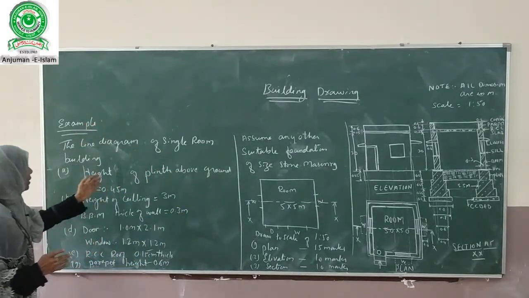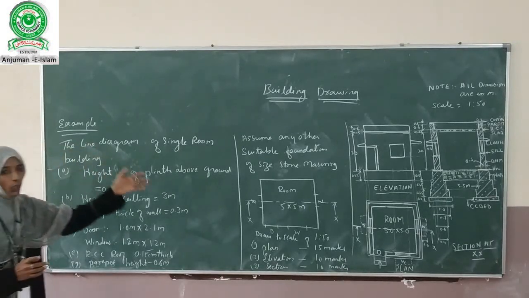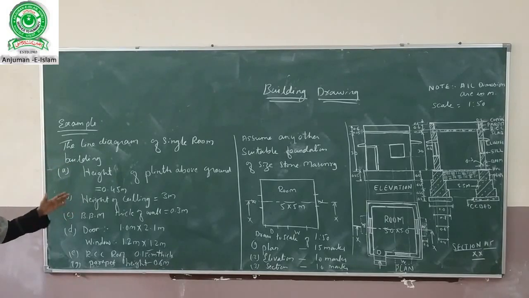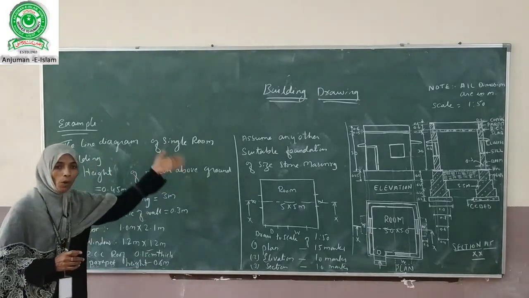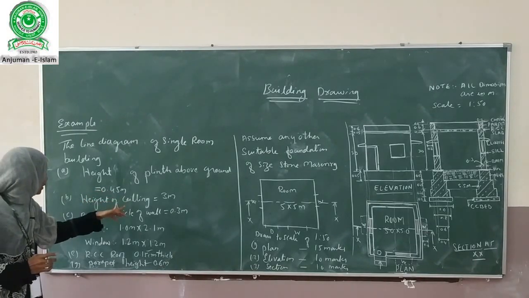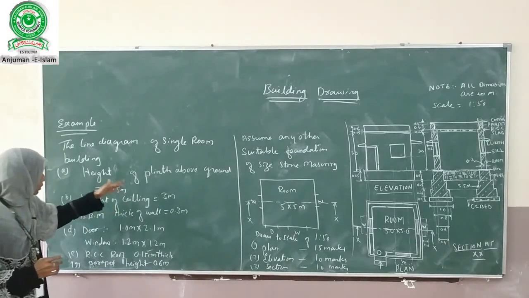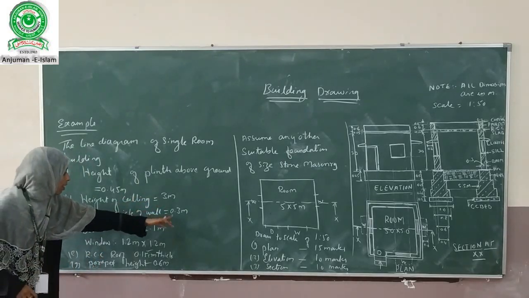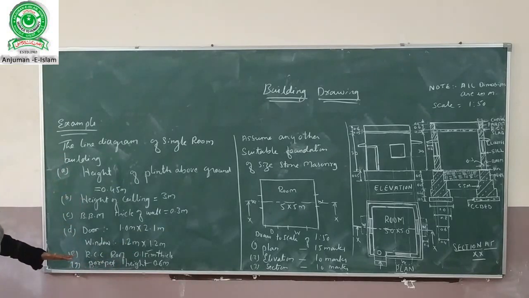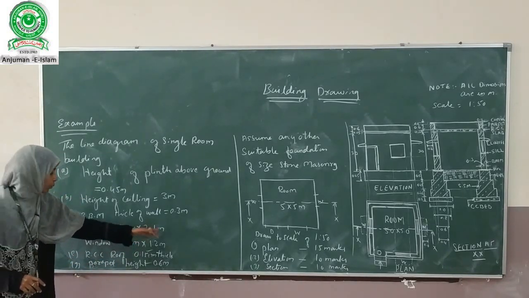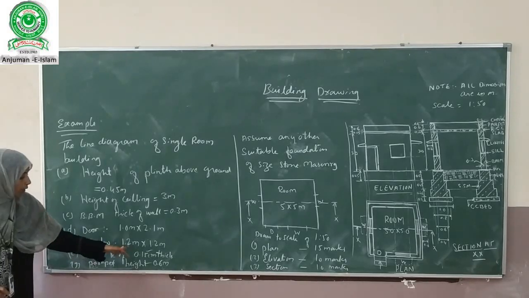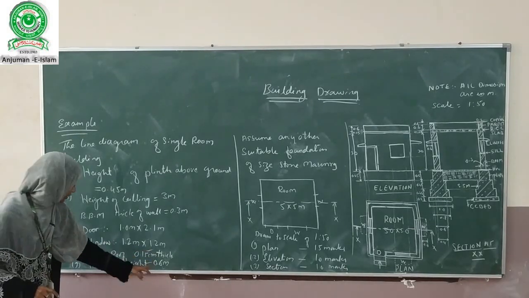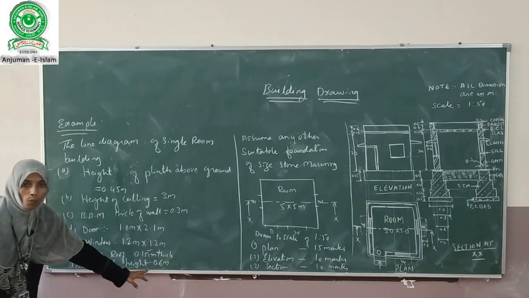Okay, here there is an example. I'll read the question first, then I'll go for the solution. Here the line diagram of a single room building is given and all the specification details have been given. The height of the plinth above the ground is 0.45 meters. The height of the ceiling above the plinth is 3 meters. The wall thickness is about 0.3 meters. The schedule of openings: door size 1 meter by 2.1 meters, window size 1.2 meters by 1.2 meters, and the RCC roof thickness about 1.5 meters. And the parapet height is 0.6 meters.